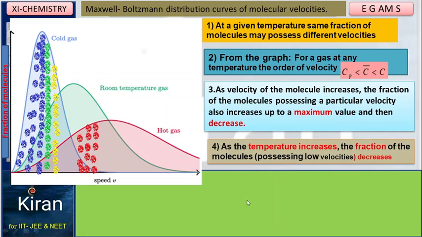Fourth point: as the temperature increases, the fraction of the molecules decreases. See here, this is the T1 temperature, this is T2, and this is T3. Temperature is increasing. T1 is low temperature, cold, then room temperature, and hot. When the temperature increases, the fraction of molecules, the number of molecules, decreases. See here, students, this is the T1 temperature, this is the curve.